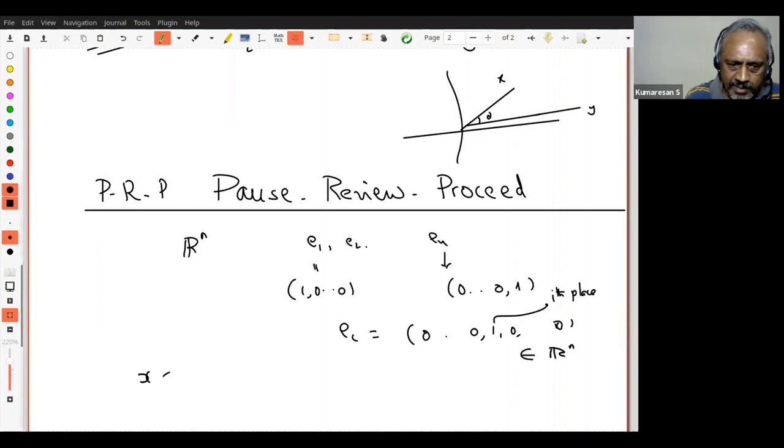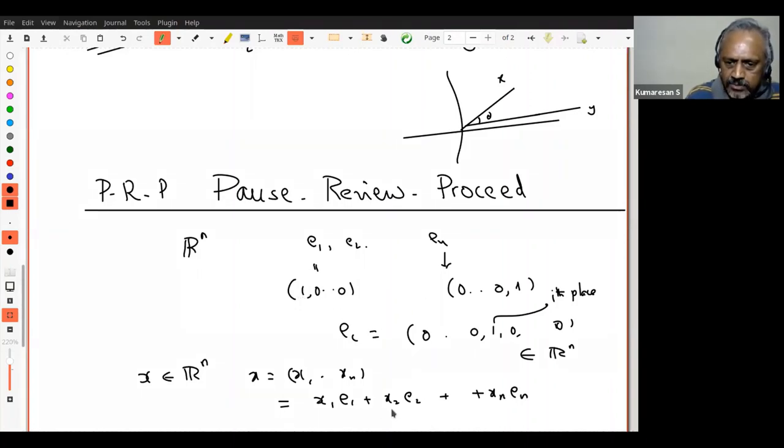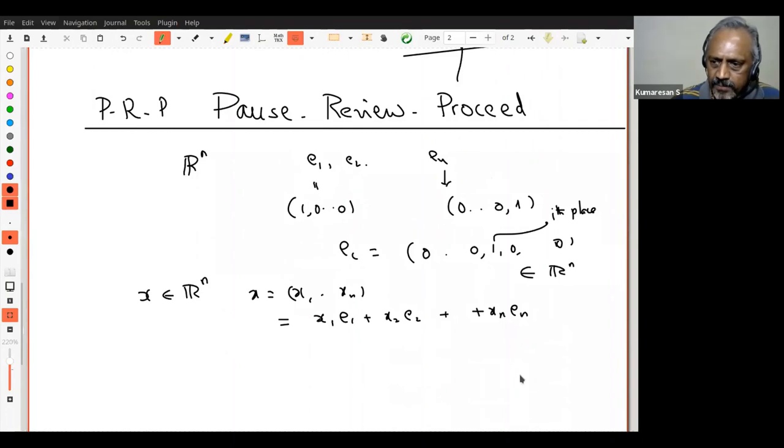Given any vector x in Rn, you write x equal to (x1, ..., xn). This is nothing other than x1 e1 plus x2 e2 plus ... plus xn en. Because x1 times e1 will be x1, 0, ..., 0. x2 times e2 will be 0, x2, 0, and so on. And xn times en will be 0, 0, ..., xn. So if I add these vectors, I'll get only x1, x2, ..., xn. Do all of you know this? Can I take it for granted? Please say yes. So when we write x equal to the n-tuple, it's a shorthand notation for this.